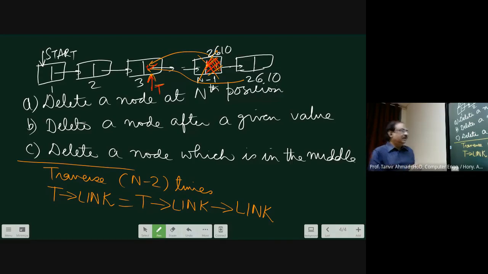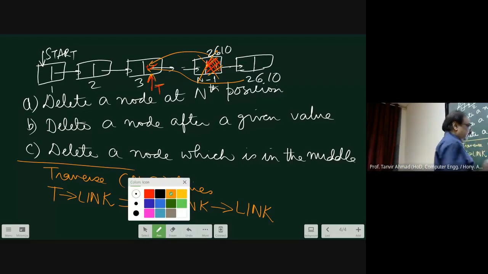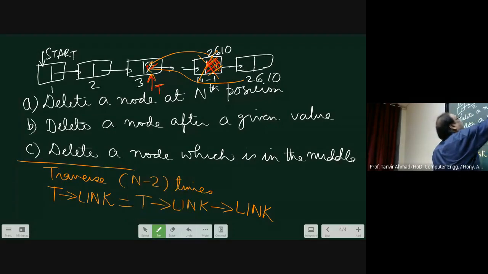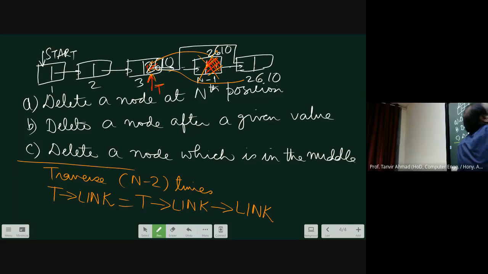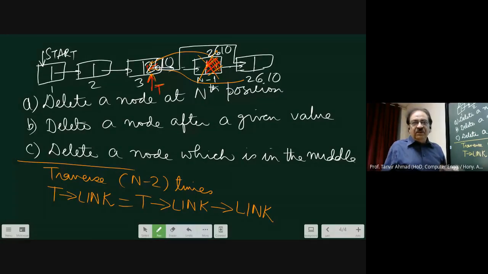Now what will happen? This value 2610 will be copied over here, and now this will point there. Now what will happen if you point over there? This node is now missing. But again the problem which will come is that you will lose the address of this. Therefore, first free that node, then do that.